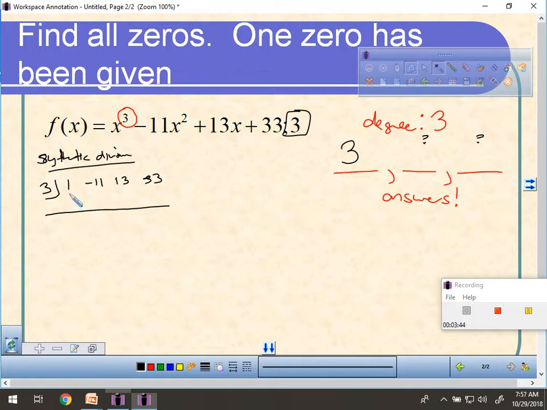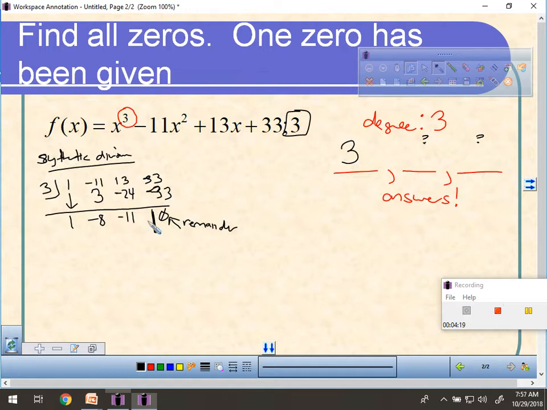So synthetic division, always bring down the first number, so that's a 1. Then multiply. 1 times 3 is 3. Negative 11 plus 3 is negative 8. Then negative 8 times 3 is negative 24. 13 minus 24 is negative 11, and then negative 11 times 3 is negative 33, and 33 minus 33 is 0. Always remember, guys, this last number is my remainder. It shouldn't be any surprise that my remainder is 0, because I already told you that 3 was an answer.